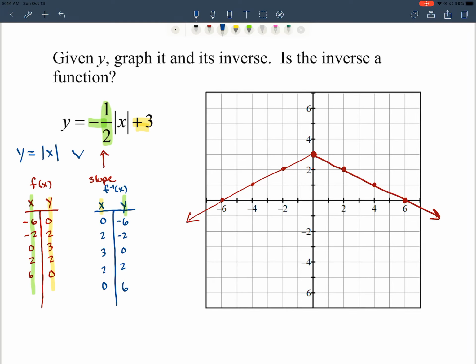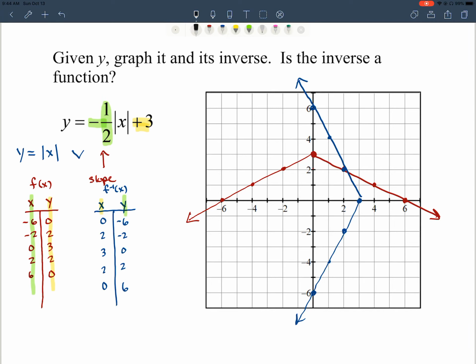And now let's just plot those points on the graph. So we have 0, -6, 2, -2. We've got 3, 0. It looks like we're coming back here. We have the point 2, 2 and the point 0, 6 up here. I think there was a point right in between there as well, so we'll just throw that in there. And now we can connect them. And this should make our inverse function there.